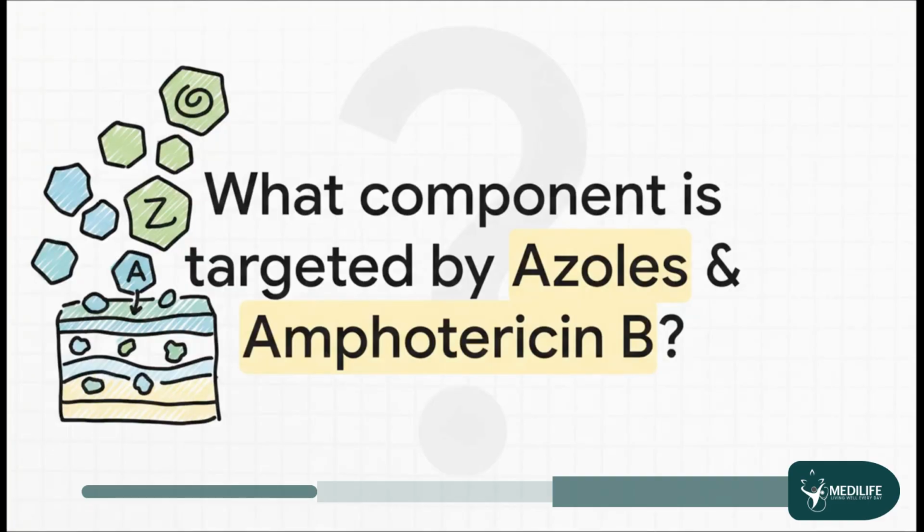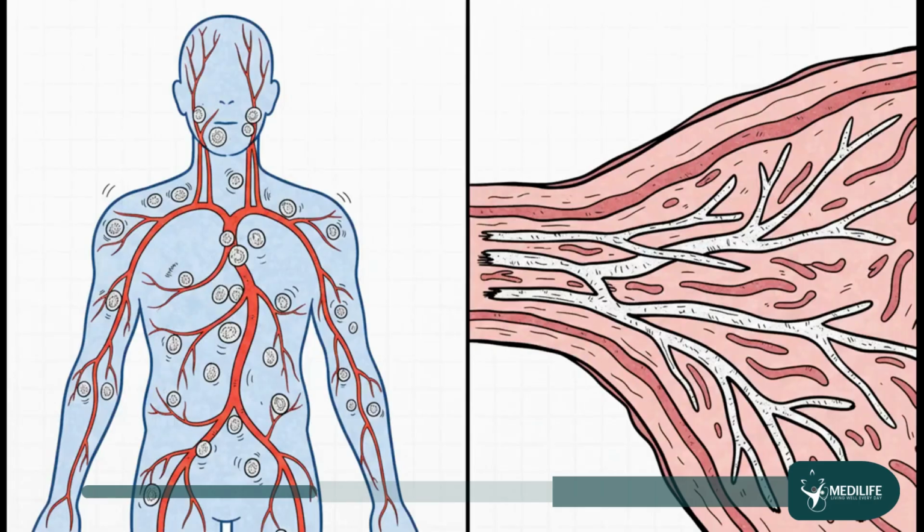What is that one special component in the fungal cell membrane that our biggest antifungal drugs go after? The thing that they have, but we don't. You got it? The answer is ergosterol. Amphotericin B binds to it, wrecking the membrane, while the azoles stop the fungus from even making it. It's the perfect target.